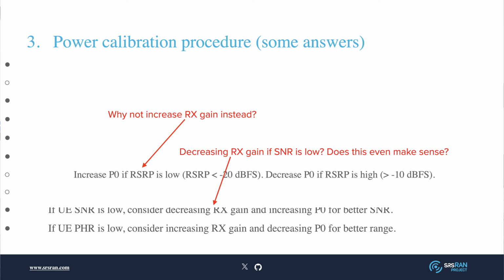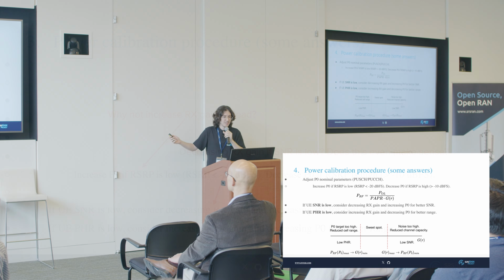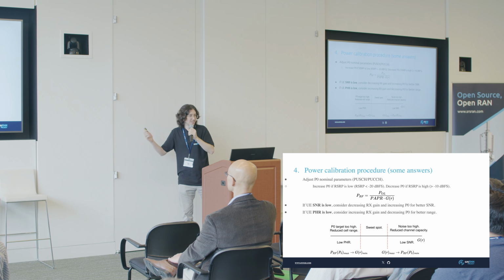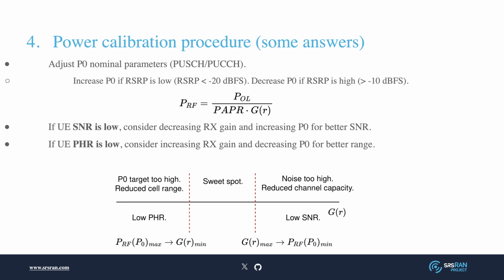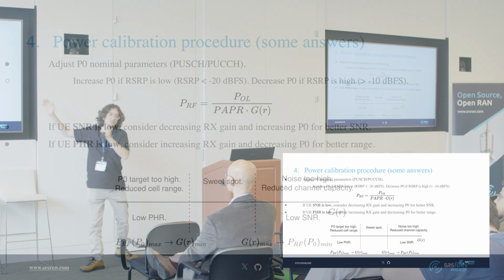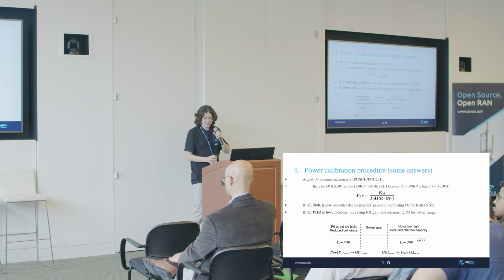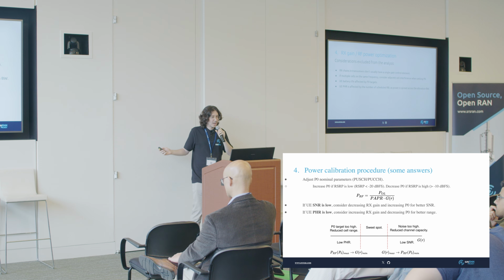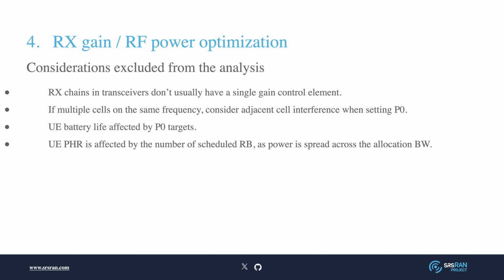Okay, great. Hopefully this answers these questions about the power calibration procedure. So we set the P0 nominal to reach a specific target for receive power. Then we adjust the receive gain to move between this compromise. And I have excluded some considerations from the analysis, which I didn't really talk about.